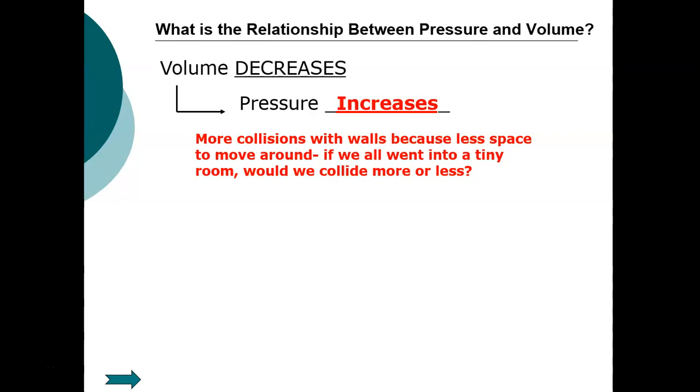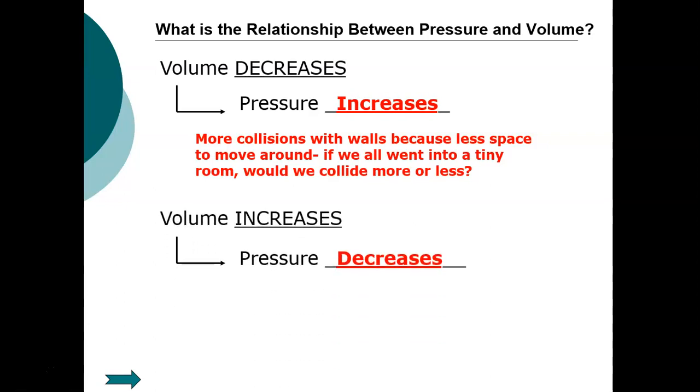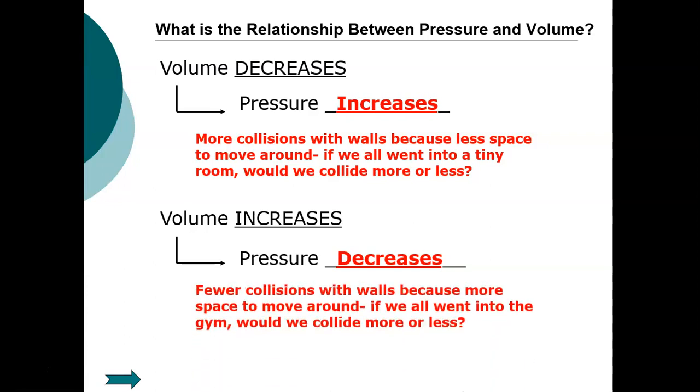So imagine if our entire class went into a tiny little room, we'd collide way, way more because there's less space for us to move around, okay? And eventually there'd be enough pressure in the balloon that it would pop. And now if the volume increases, the pressure will decrease. So there will be fewer collisions with the walls of the container because there's more space to move around. So imagine if we all went into the gym to run around, we would collide much less, right? Because there's just more space for us to move.